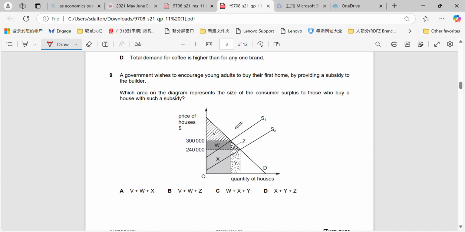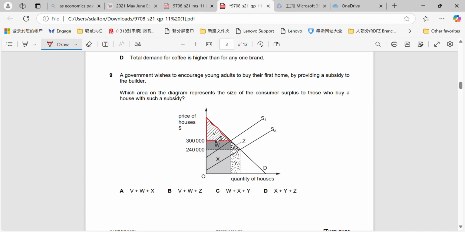Okay, question 9. A government wishes to encourage young adults to buy their first home by providing a subsidy to the builder. Which area on the diagram represents the size of the consumer surplus to those who buy a house with such a subsidy? Okay, now before the subsidy, remember consumer surplus is the area above the equilibrium price to the top of the demand curve.